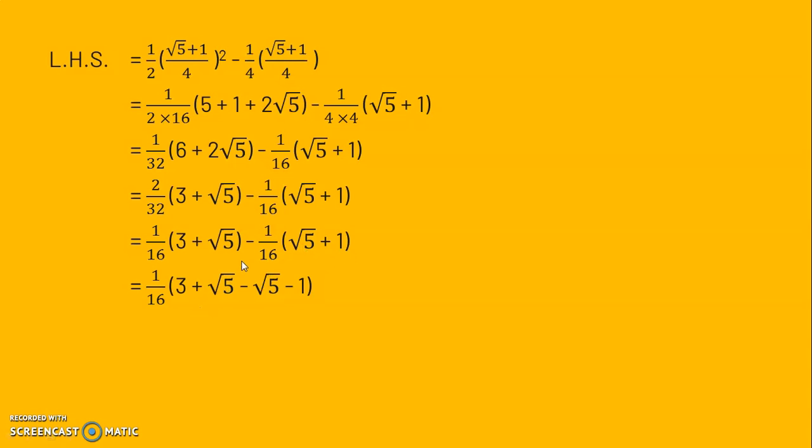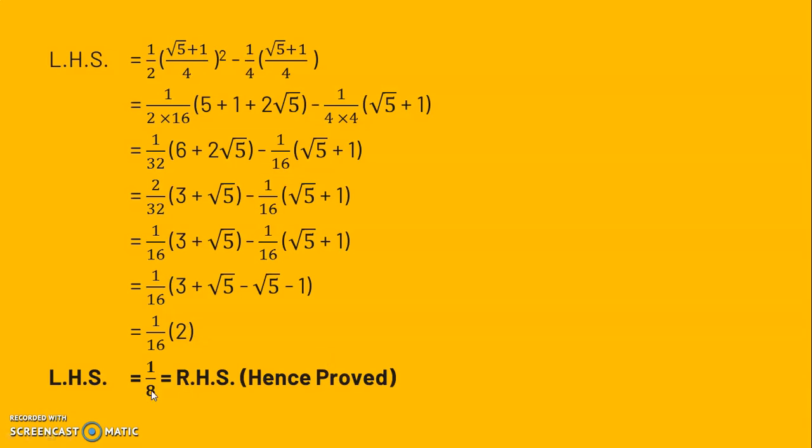Taking 1 by 16 as common, (3 plus root 5 minus root 5 minus 1). So minus root 5 and plus root 5 get cancelled here. Your 3 minus 1 is 2. So 1 by 16 into 2, which is 1 by 8. So this is the right hand side, what was to be proved in the problem.